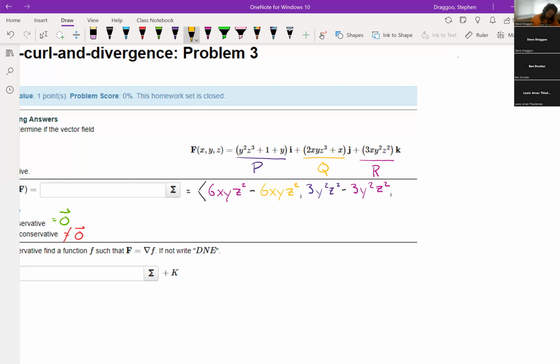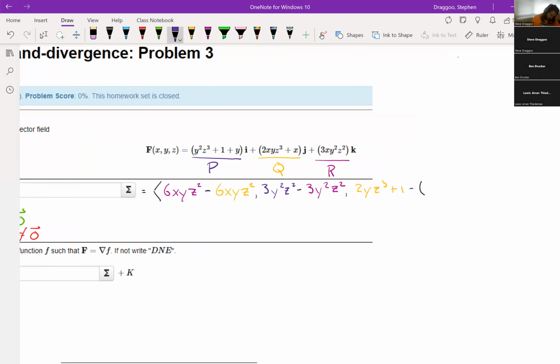Finally, I'm going to want q partial x, which looks like 2y z cubed plus 1. And subtract from that p partial y. So if I do a y derivative over there, looks like I'll get 2y z cubed plus 0 plus 1.